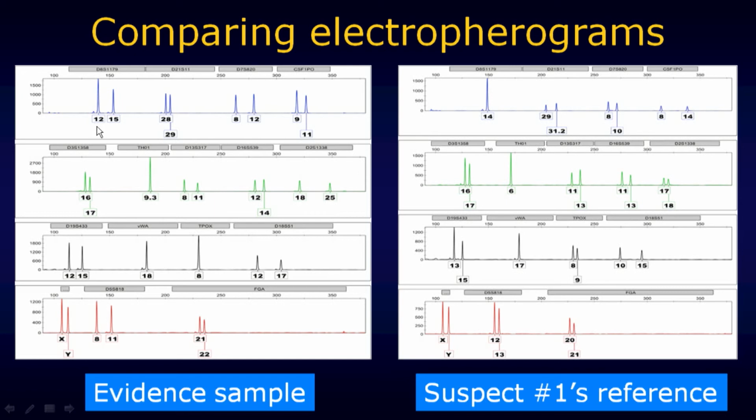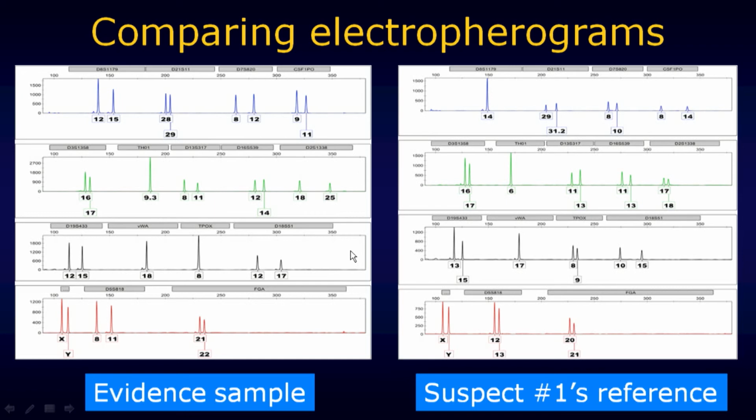The problem is, where's this 12 and 15 coming from? And further, where's the 14? So at the very first locus, we can start to get the impression that suspect 1 is not the source of the DNA on this evidence sample. And at each subsequent locus that you look at, and again, there are many that you could choose to look at here, we find time and again that the suspect can't be the source of that evidence sample.